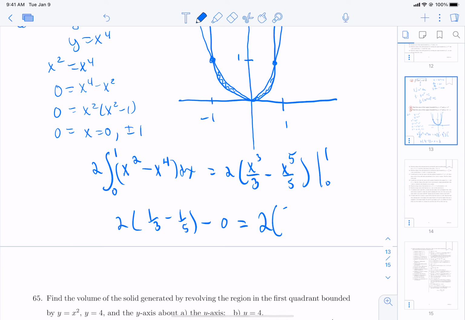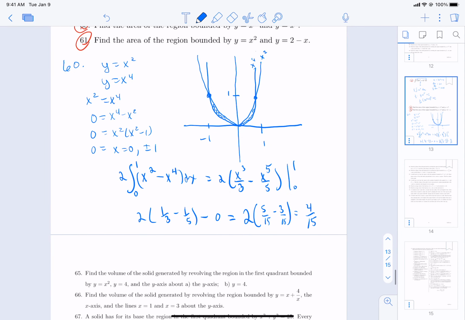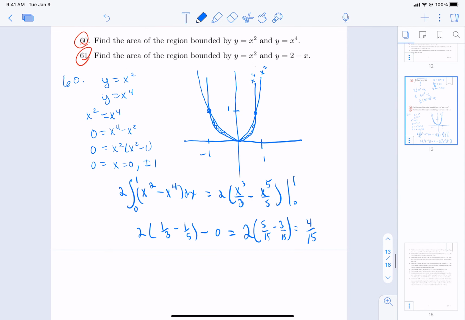That is 5/15 minus 3/15. That's 2/15 times 2 is 4/15. So there's 60. I'll let you copy that down and then we'll do 60.